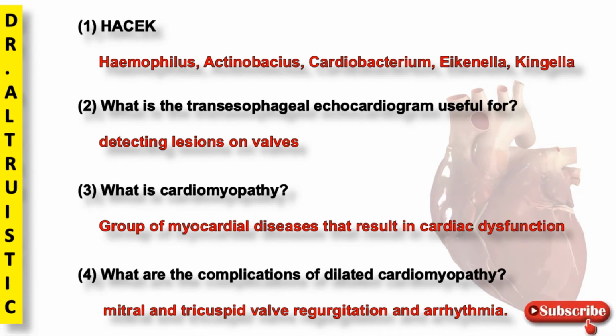One. HACEK: Haemophilus, Actinobacillus, Cardiobacterium, Eikenella, Kingella. 2. What is the transesophageal echocardiogram useful for? Detecting lesions on valves.